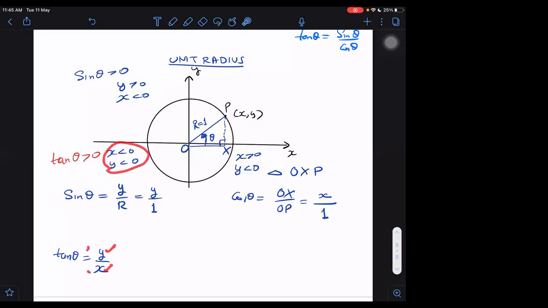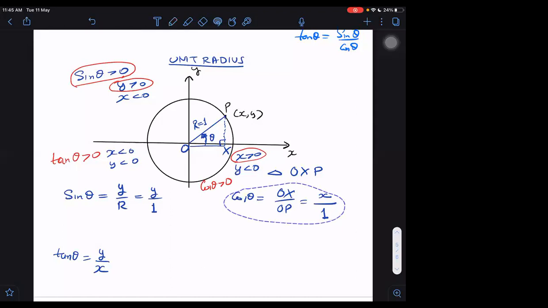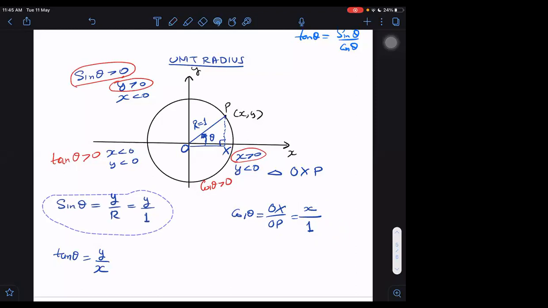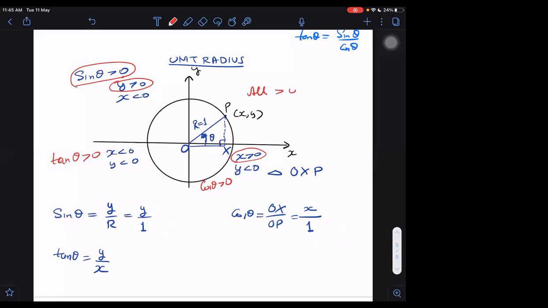Then the ratio will become positive. Sin theta is positive here. And what about in our fourth quadrant? In the fourth quadrant, cos theta will be positive because x is positive here. In the second quadrant, sin theta is positive because y is positive here. But the first quadrant is a special quadrant in which all are positive. X is also positive, y is also positive. If both are positive, then all trigonometric ratios will be positive here.